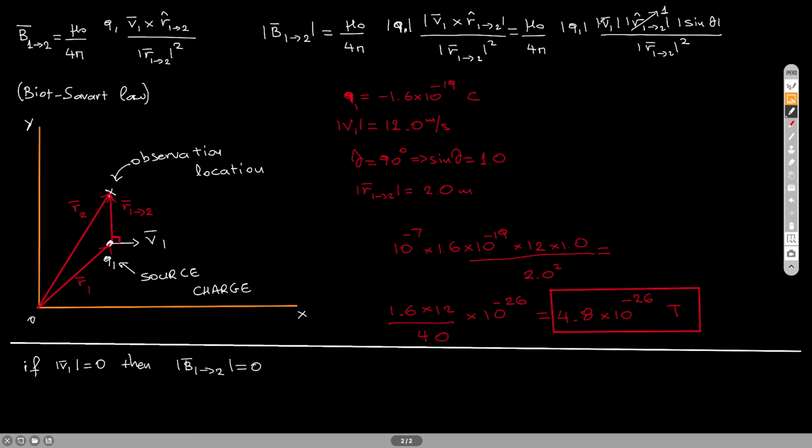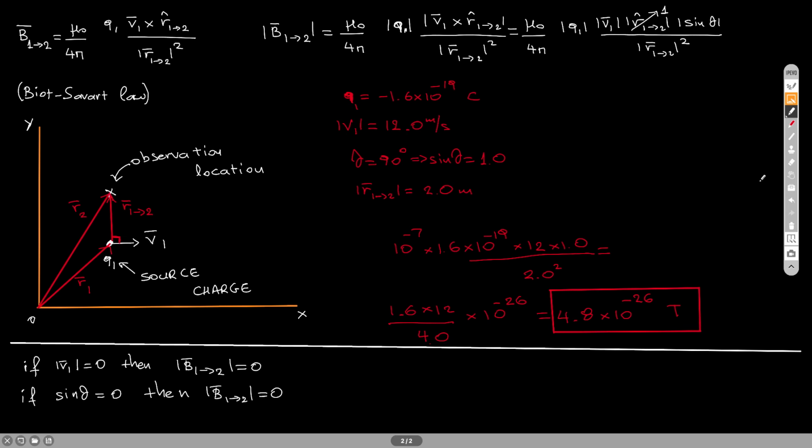Now, if I make the assumption that they are moving, their speeds are not 0, then the other possibility will be to get a 0 from making the sine of theta equal 0. If the sine of theta is 0, then the magnitude of the magnetic field is also 0. But the thing is, when does this become 0? Remember, the angle theta is the angle between the velocity vector and the r vector.